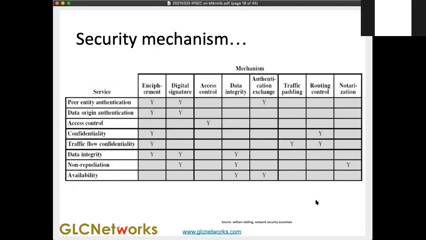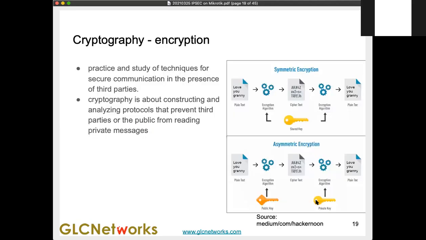Okay, so next is cryptography. Cryptography is the study or practice of techniques to secure communications in the presence of third parties. We want to secure communication from A to B, and we are aware that there is a third party sniffing your data, right? So that's the encryption.